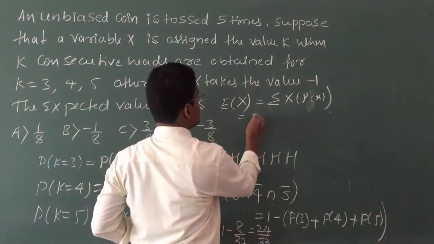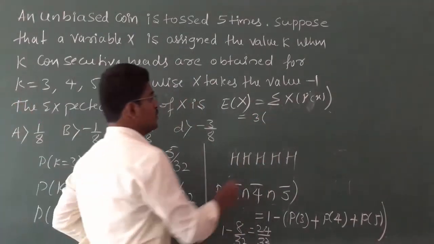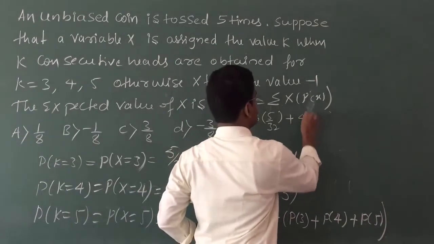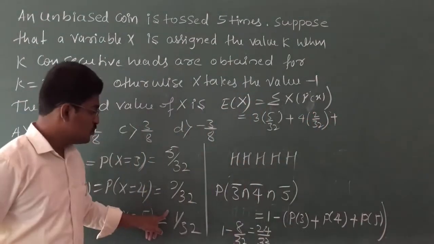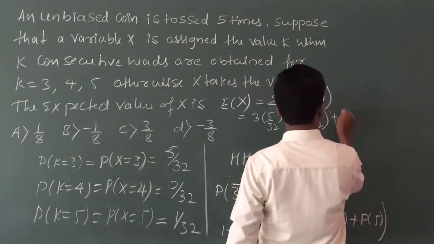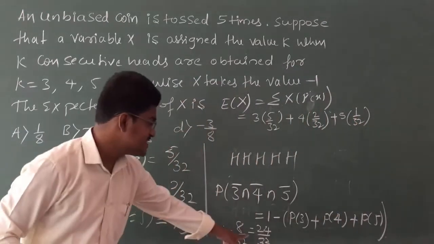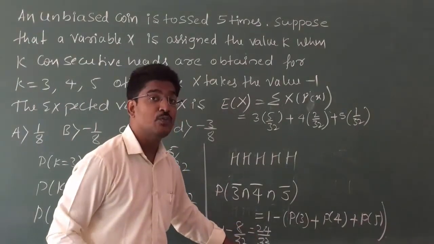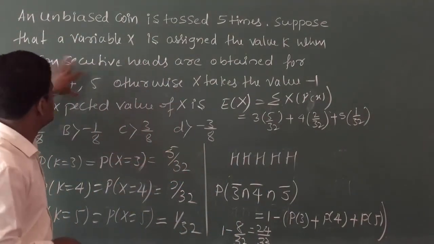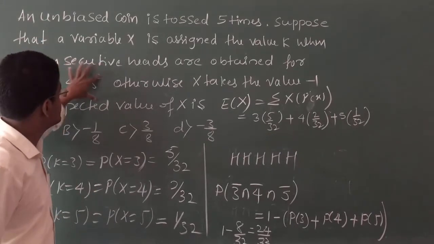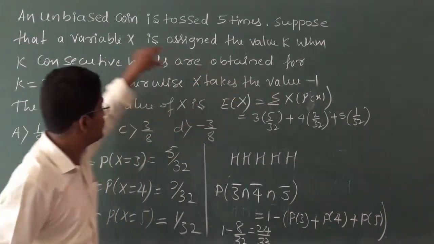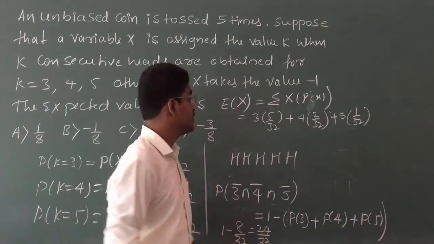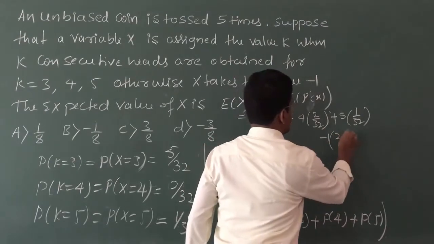See, how to calculate expected? 3 times 5 by 32, plus 4 times 2 by 32, plus 5 times 1 by 32, and next is 24 by 32. This is the non-occurrence of consecutive 3, 4 and 5. So 24 by 32. But please observe the question. Whenever this does not happen, they have said, otherwise x takes the value minus 1. If this does not happen, then x takes the value minus 1. So here x will be minus 1, probability will be 24 by 32. So that is minus 1 into 24 by 32.